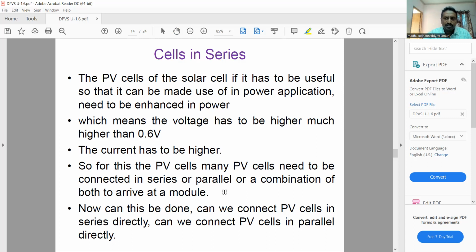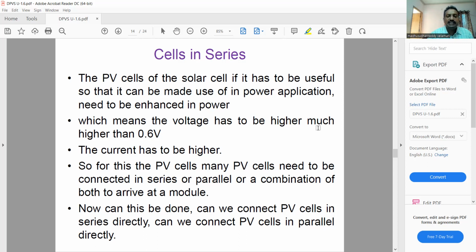Everyone knows, as we learned in AC fundamentals, the series connection characteristics: in a series connection, the current is the same, but the voltages are additive in nature. If you need more voltage, we connect the cells in series. If you need more current, we connect them in parallel. For the solar cell to be used in power applications, the power needs to be enhanced.